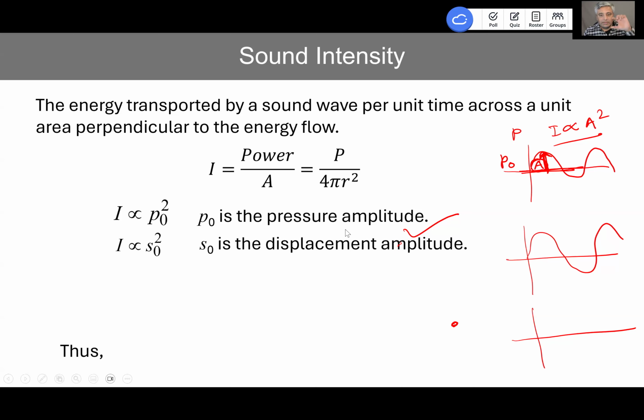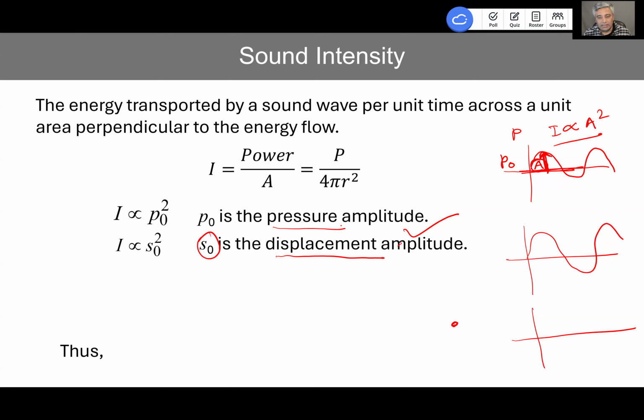Okay, so the distance from, let's say, the middle of the rarefaction to the middle of the compression, we can think of as an amplitude. So that amplitude is going to be displacement amplitude, or pressure amplitude. So why do we have two kinds of amplitude?